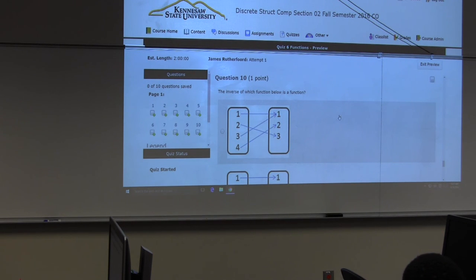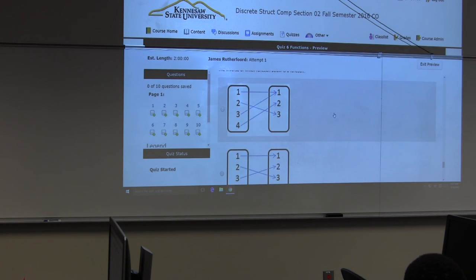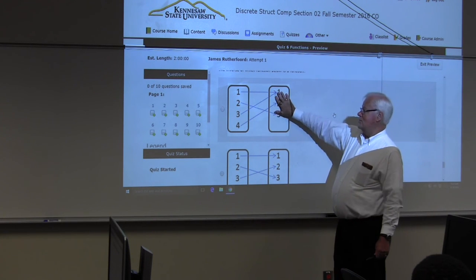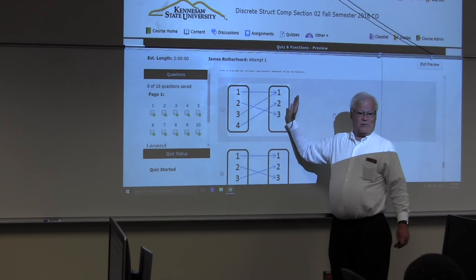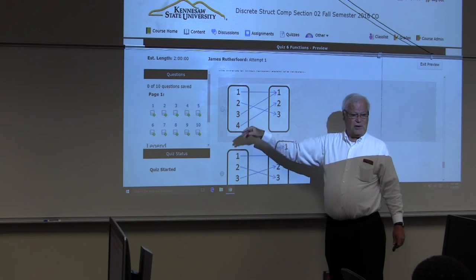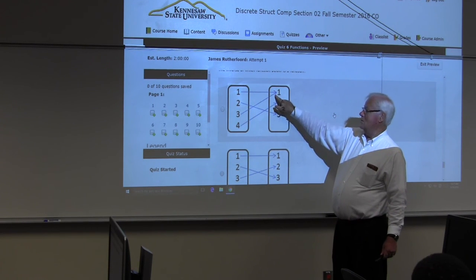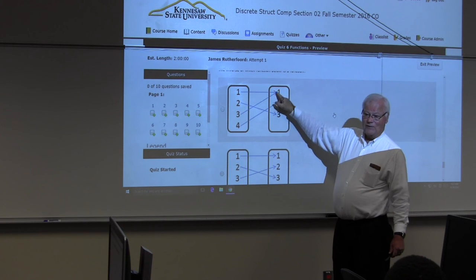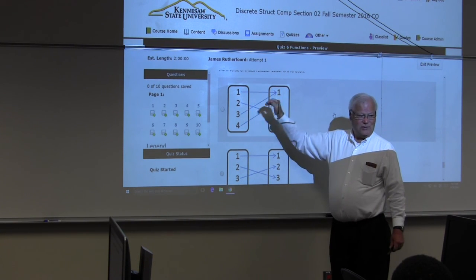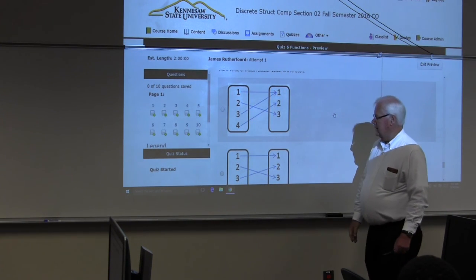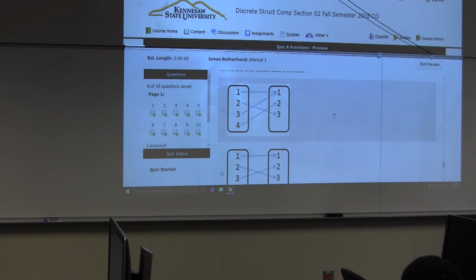So the inverse of which function below is also a function? So is the inverse of that first one going to be a function? No. And here's what you do. Now consider this the domain and that the codomain, because a reverse function or inverse function goes the other way. And so you'd say, uh-oh, I've got 2 things coming out of 1. Think of the arrow going the other way.